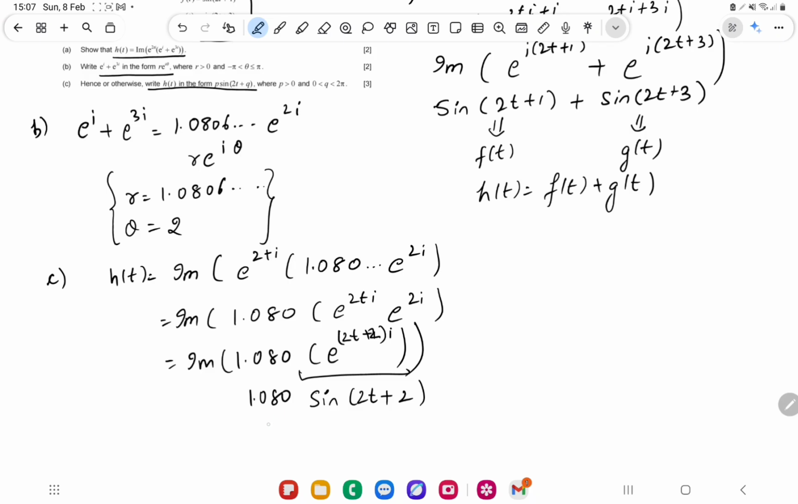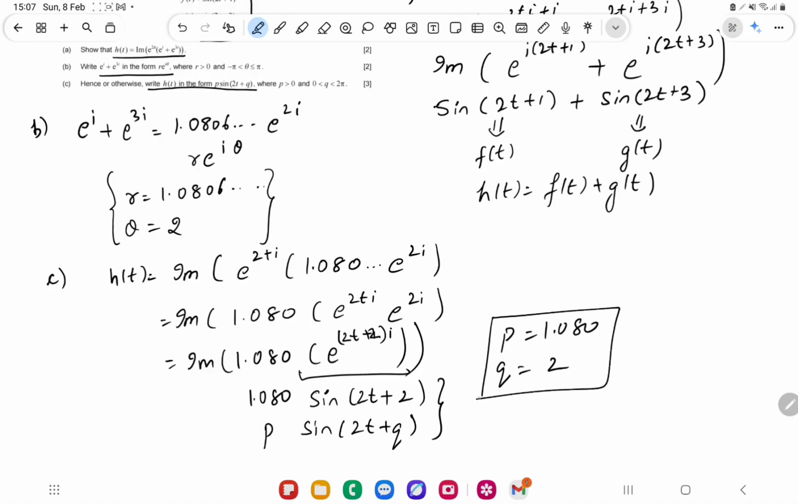Now if I compare this with the question, which is p sine(2t plus q), on comparing I can say that my p is 1.080 and q is 2. So this is how we'll solve C part. Now let's move to question number 9.